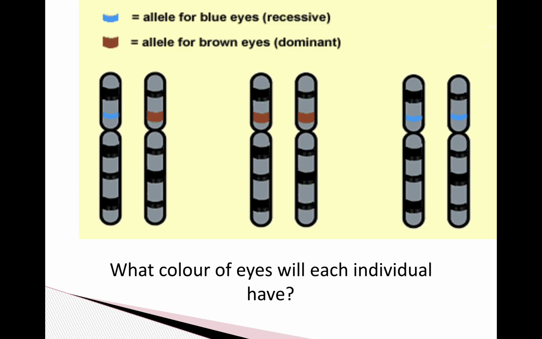Okay, let's try another one. So here we've got 3 people. The one on the left, the one in the middle, and the one on the right. We know it's 3 people because each person has 2 chromosomes, 2 sets of chromosomes. At the top it says blue eyes are recessive and brown eyes are dominant. Now from that information, you should be able to tell me what each person looks like. So again, pause, and then when you're ready, unpause, and we'll go over the answers.